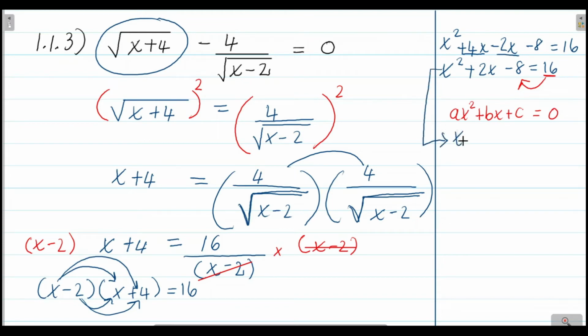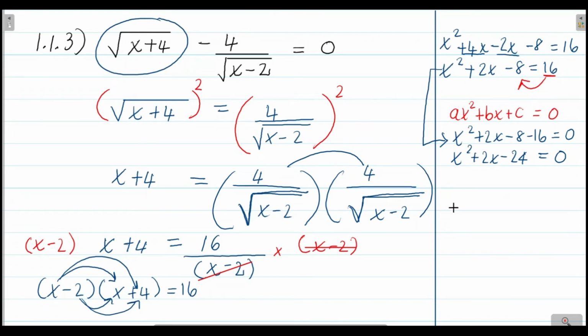So then we continue. It's x squared plus 2x minus 8 minus 16, which is equal to 0. Therefore, we simplify further: x squared plus 2x minus 24, since minus 8 minus 16 is minus 24, equals 0. And then, guys, we don't have to use the quadratic formula here.